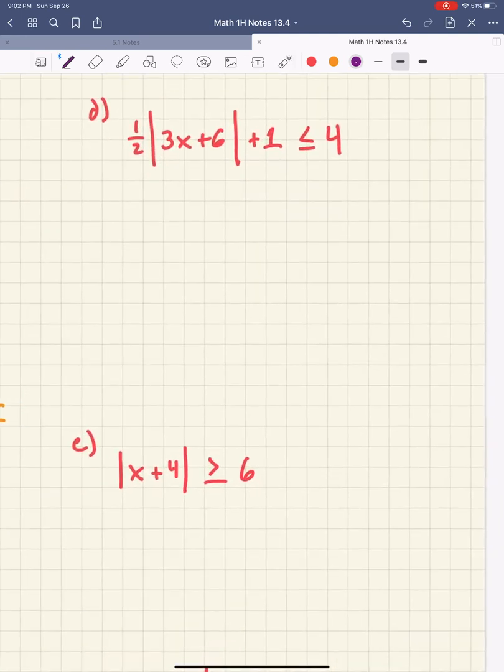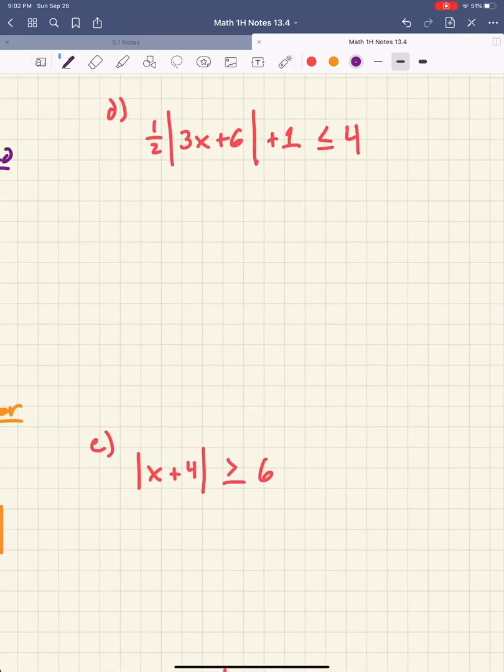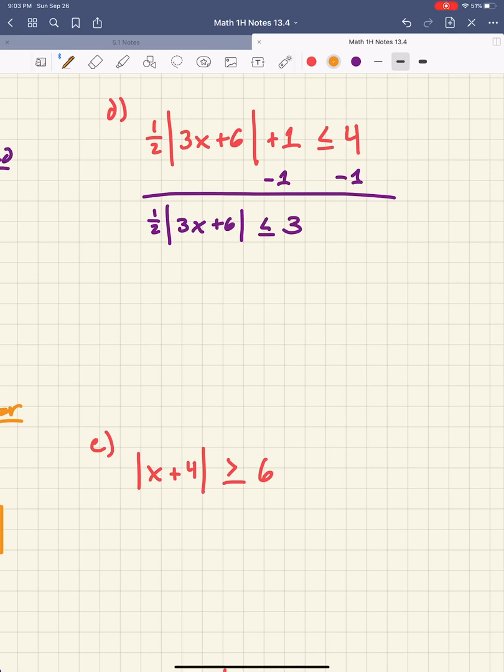Moving to letter D, now we've got to use step 1. We haven't had to use step 1 yet, but for this one we do need to isolate my absolute value. So first I'm going to go ahead and subtract 1. So I get 1/2 absolute value of 3x plus 6 is less than or equal to 3. And then I want to get rid of the 1/2 by multiplying by 2, kind of like a fraction bomb. And so I end up with the absolute value of 3x plus 6 is less than or equal to 6.